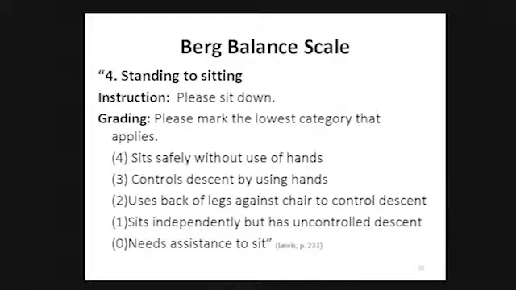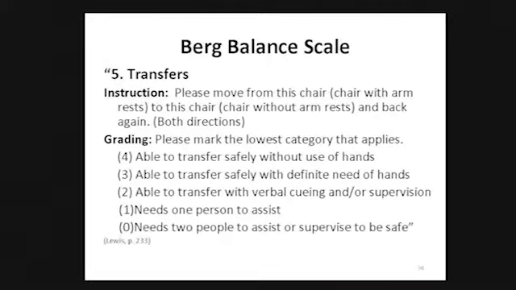Standing to sitting. Okay, they're already standing. What happens when they sit down? They use their hands or not? They lean the back of the legs on the chair or not? These kind of things. Transfers. You have 2 chairs right next to each other, like an L shape. One with armrests, interestingly, one without. Okay, can you transfer from one chair to another? Look to see their level of safety, the use of their hands, cueing, supervision, etc.